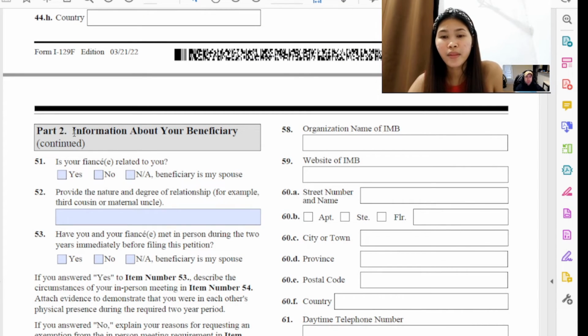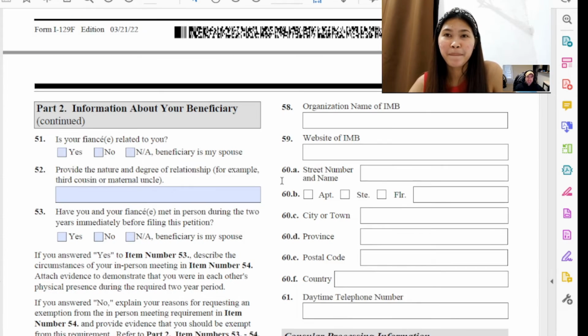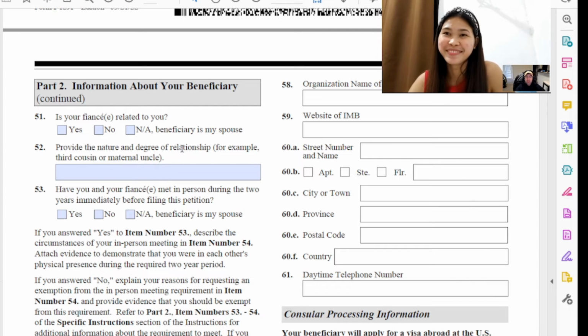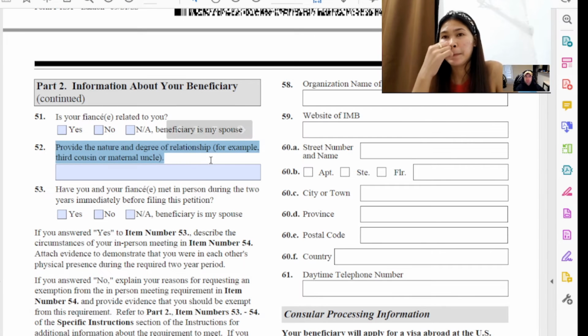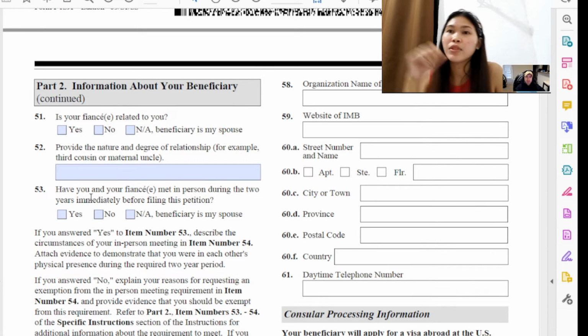And then part 2, continued information about your beneficiary. Is your fiance related to you? Yes, no, or NA. Beneficiary is my spouse. So no, Jess is not related to me. Provide the nature and degree of relationship. Example, third cousin or maternal uncle. If that was applicable to you. So we just put NA there.